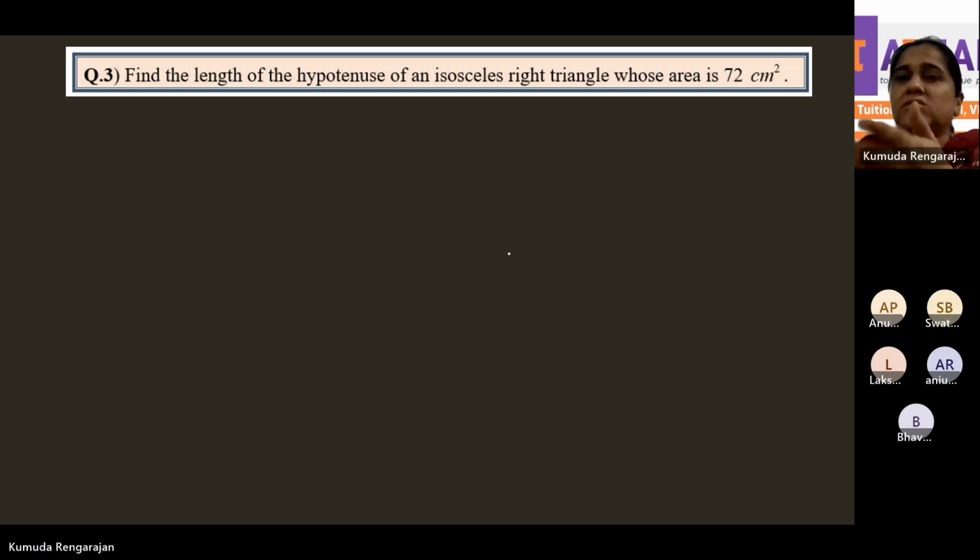Done. So it's simple, no? Similar to the earlier one. There we had to find the perimeter. Here, just find the hypotenuse. Try.